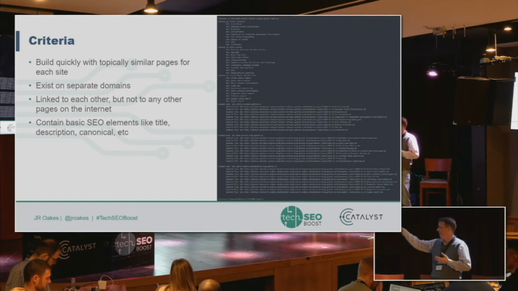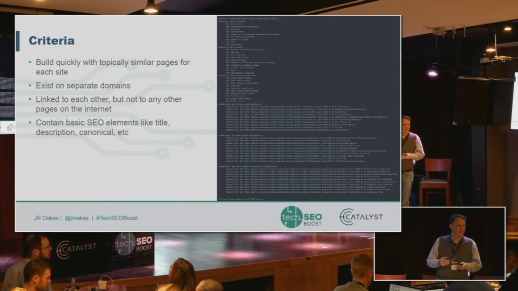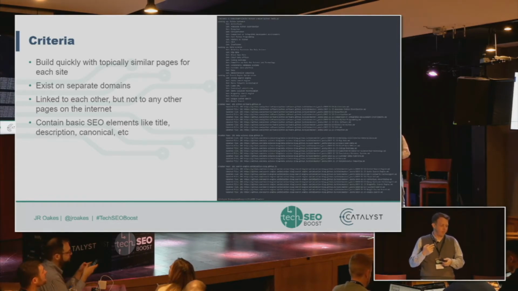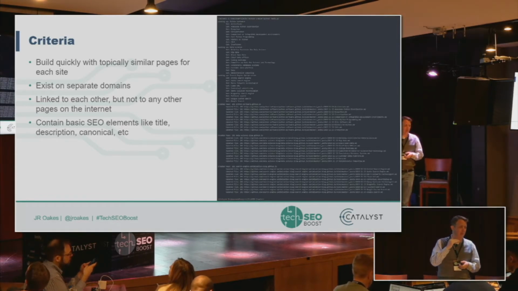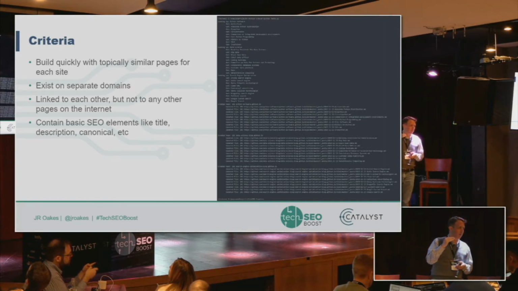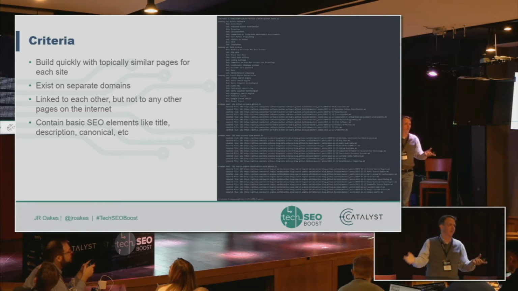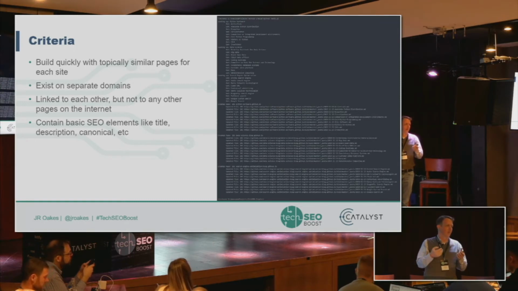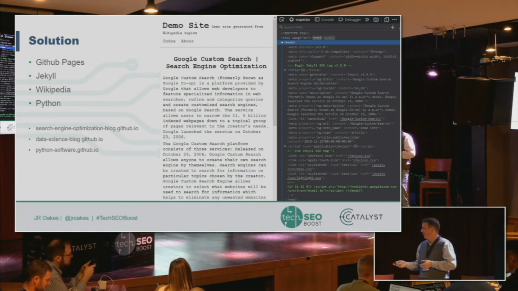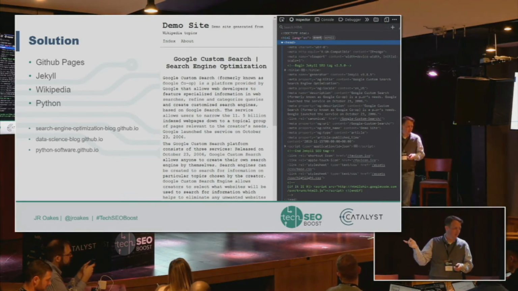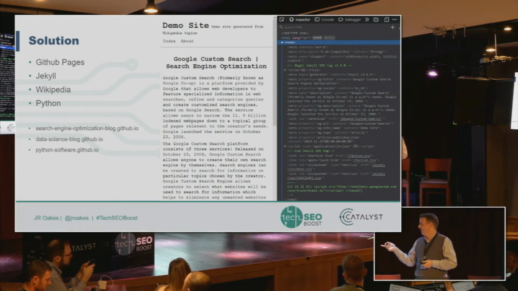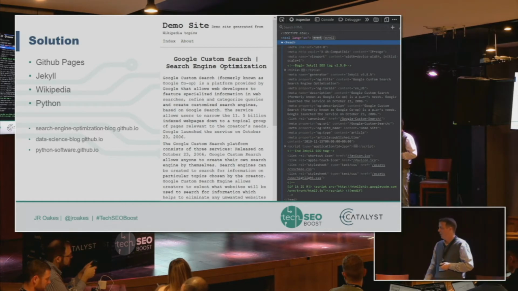So you can see on the right here a bit of Python code that I wrote that essentially takes in 3 topics, scrapes Wikipedia for each of those topics and related topics, pulls the content, cleans the content, and actually builds out GitHub pages using their Jekyll rendering engine, Wikipedia and Python.